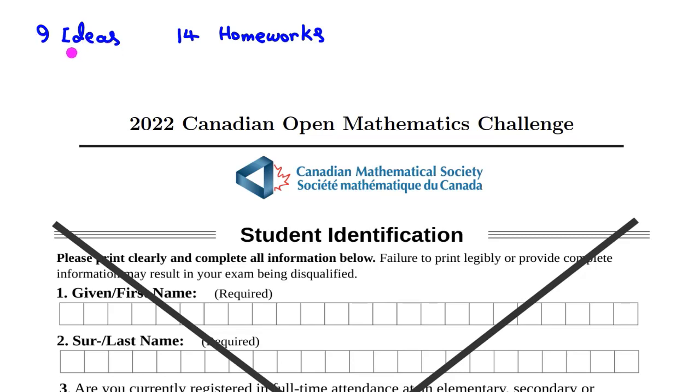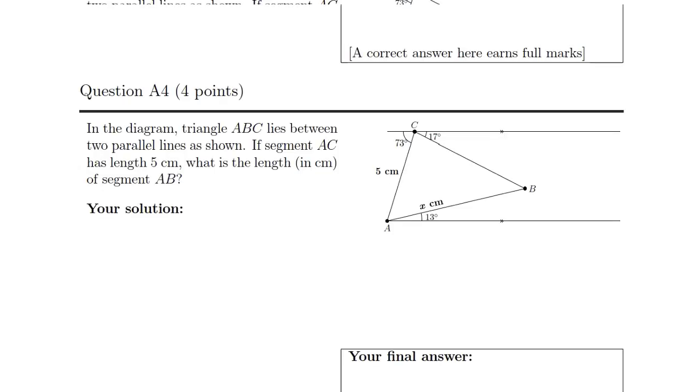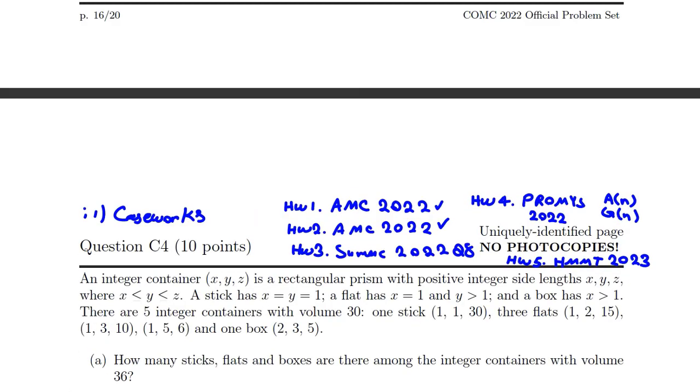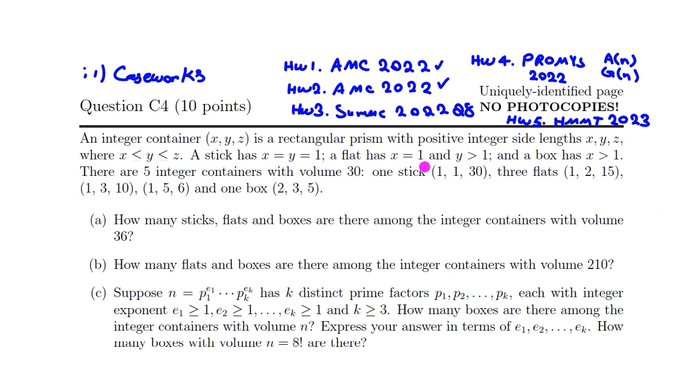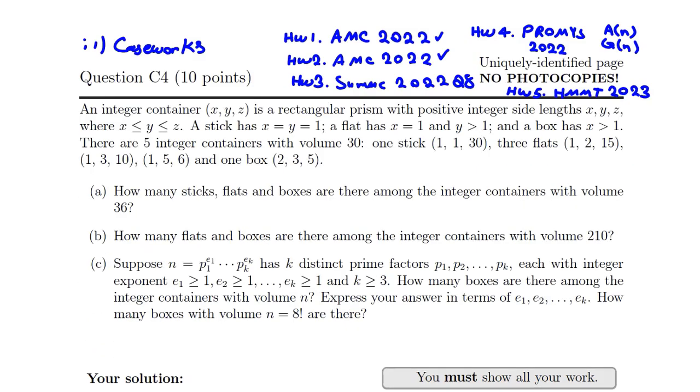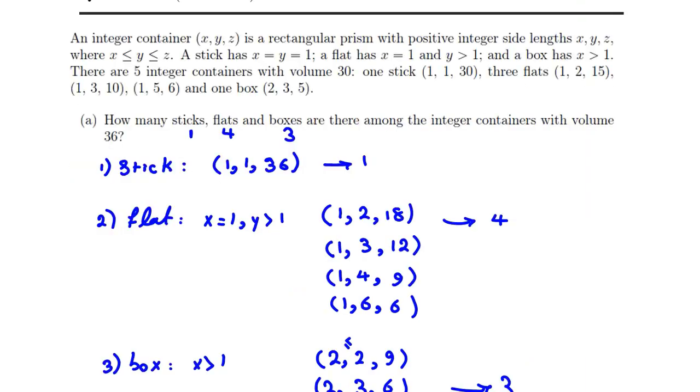In this video, we want to work on 9 ideas and 14 homeworks of the 2022 COMC, Canadian Open Mathematics Challenge. We will work on the last problem of this exam, part A, part B, part C. We consider some ideas, casework problems, problems of AMC as homework, a PROMYS problem, a Harvard MIT Math Tournament problem, and then I will tell you here.